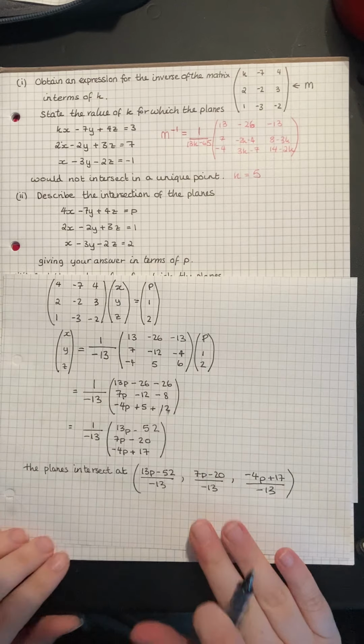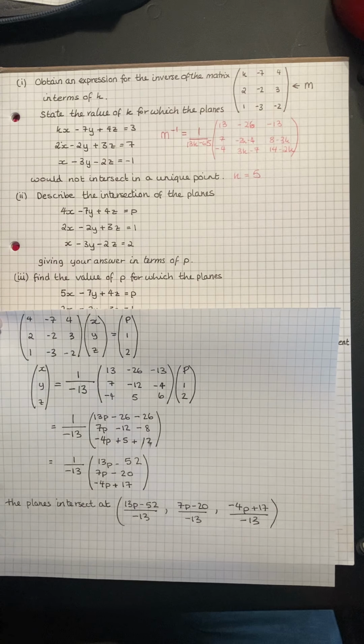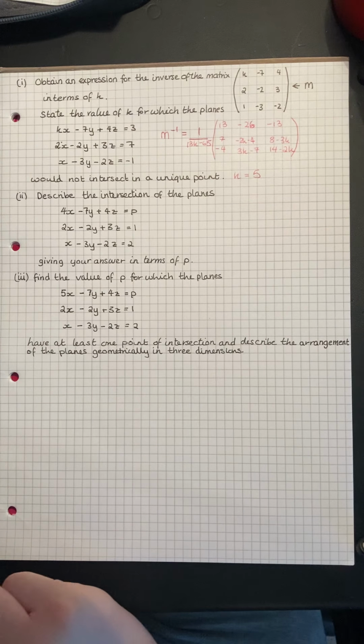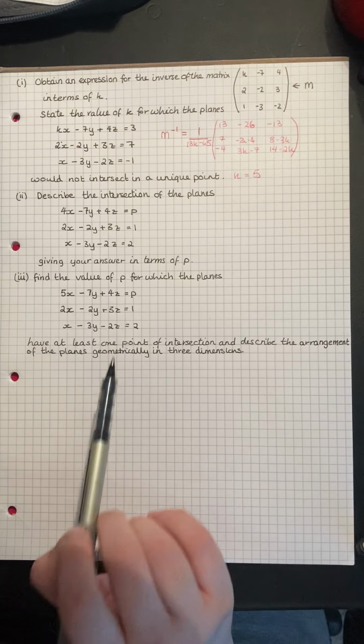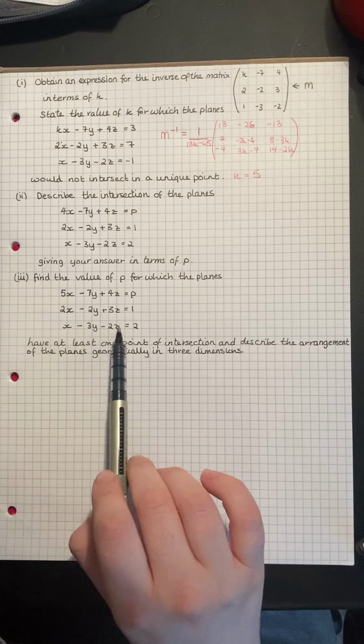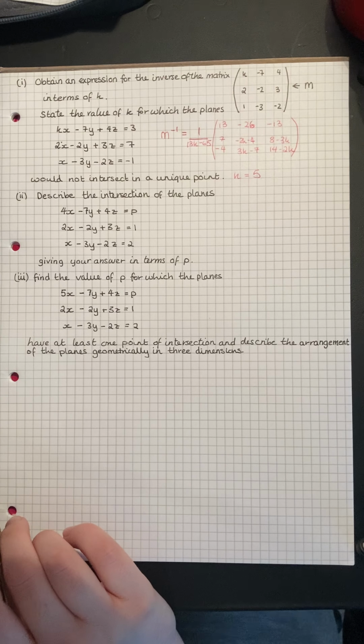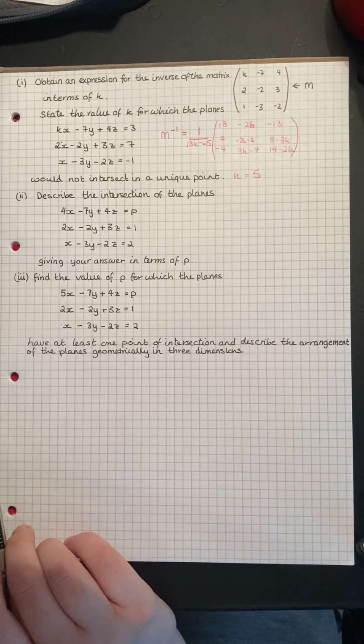Alright, so I don't think we need this to answer part 3, so I'm just going to put this to one side. And now let's look at part 3. So find the value of p for which these planes have at least one point of intersection, and describe the arrangement of the planes geometrically in 3 dimensions.